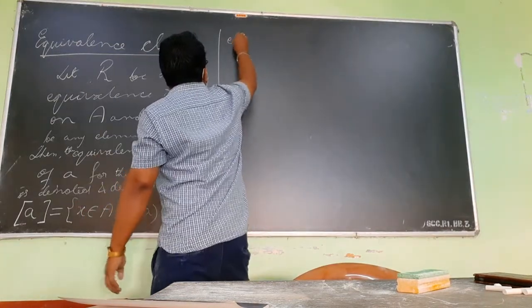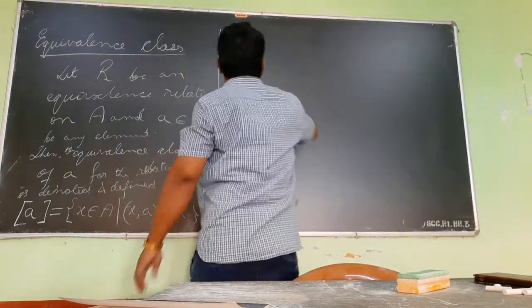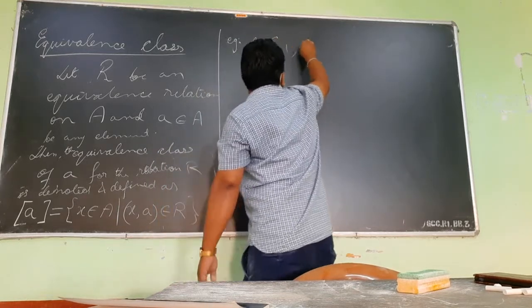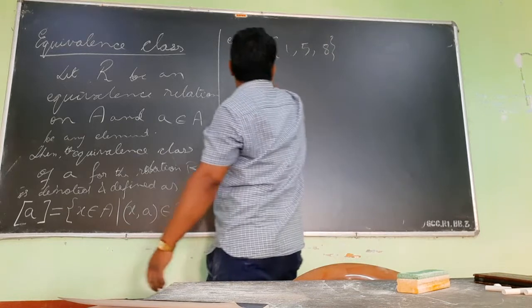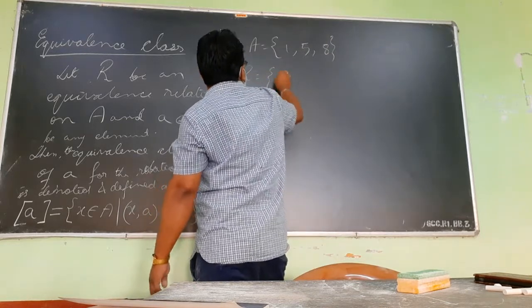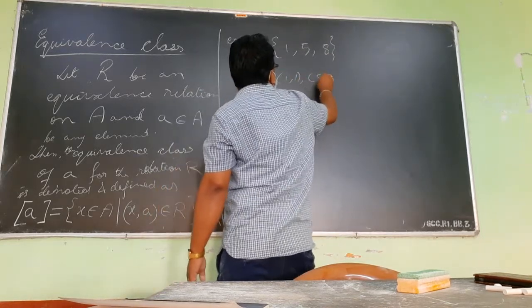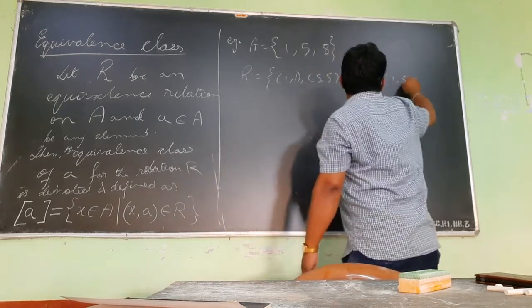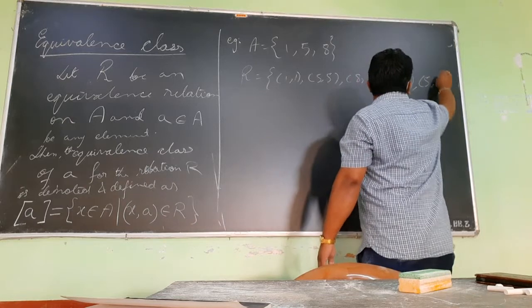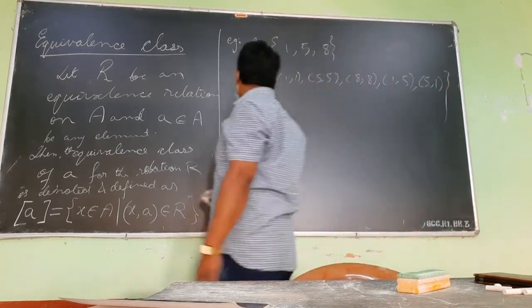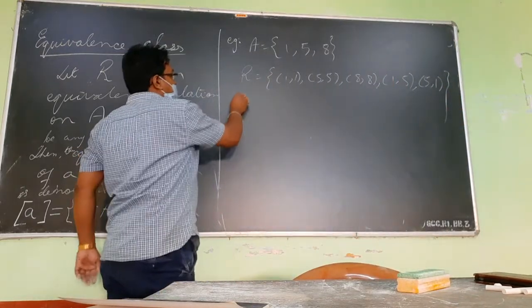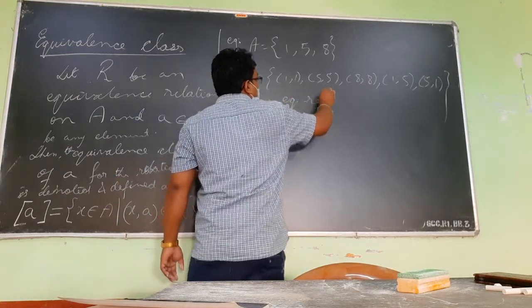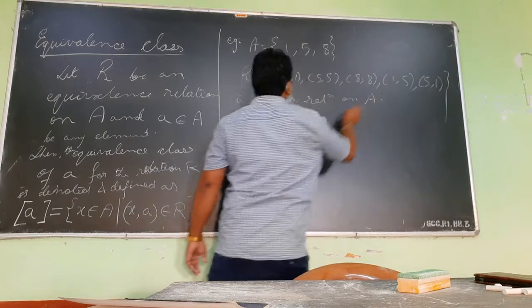For example, suppose I take A equal to {1, 5, 8}, and R is an equivalence relation: (1,1), (5,5), (8,8), say (1,5). So if I include (1,5), I have to include (5,1) also. Right, so this is an equivalence relation. R is an equivalence relation on A.